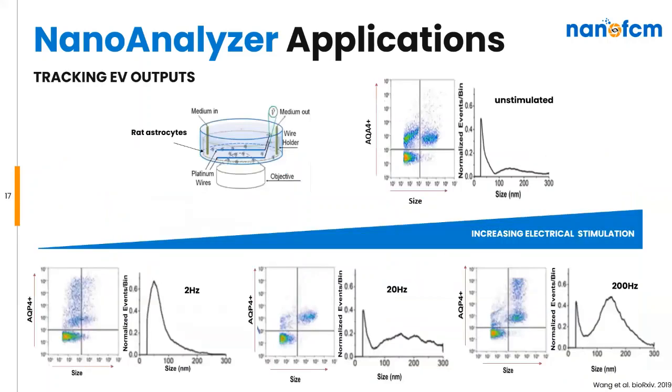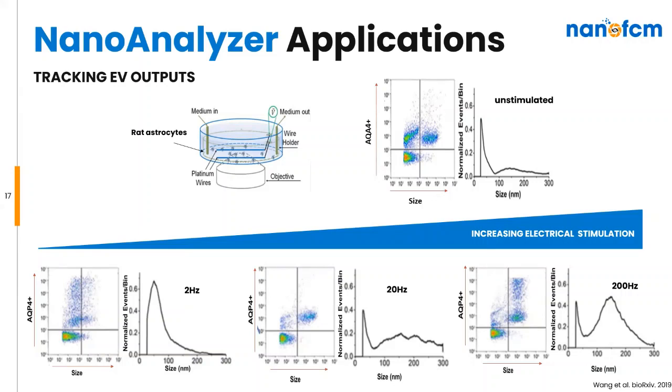So taking this use of fluorescence back to published data, here we have an experiment where nanoflow cytometry was used to track changes in EV size distribution and the presence of aquaporin-4 following electrical stimulation. In the top there, you can see the size distribution and dot plot of unstimulated astrocyte EVs. And in that dot plot, you can clearly see the presence of 3 different populations. First of all, we have the small aquaporin negative EVs in the bottom left, the small but aquaporin positive EVs above this, and then on the top right panel, the larger aquaporin positive EVs.